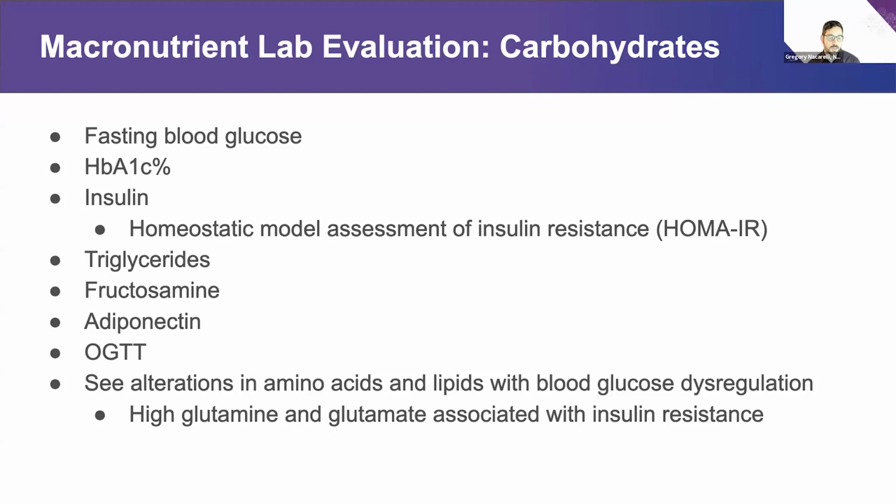Another thing to consider is if we see alterations in amino acids, specifically branched chain amino acids, and lipids, you can see that with blood glucose dysregulation, especially glutamine and glutamate. You'll see alterations of those with insulin resistance.